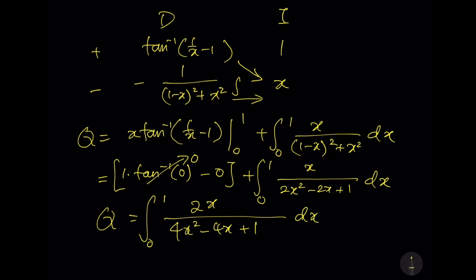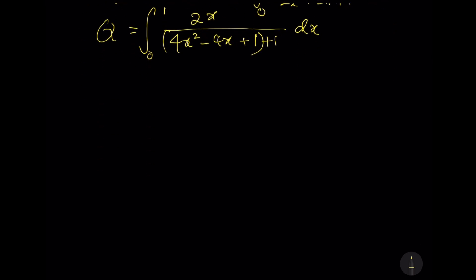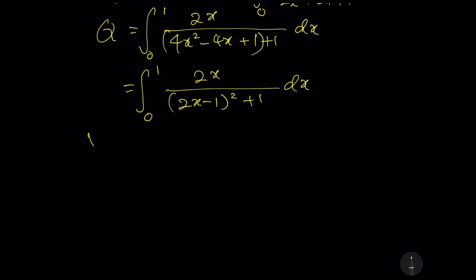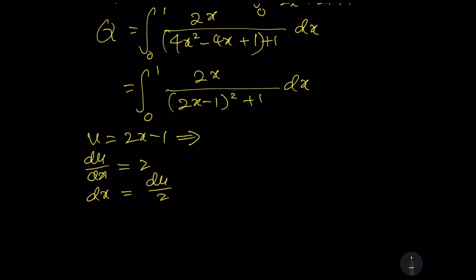We purposely rewrite the 2 as 1 plus 1 so that we can complete the square. And then the denominator changes to (2x minus 1) squared plus 1. Define u equals 2x minus 1. We obtain du over dx, and then we get dx equals du divided by 2. From u equals 2x minus 1, we have 2x equals u plus 1. When x equals 1, u equals 1 as well. When x equals 0, u becomes negative 1.